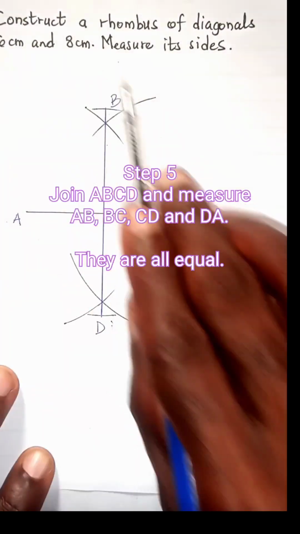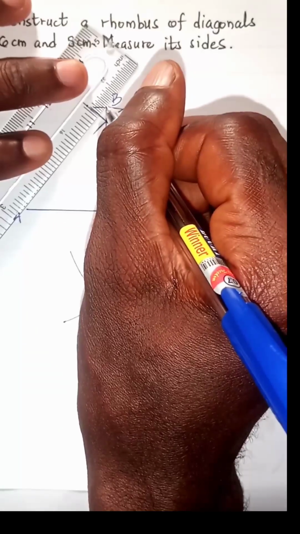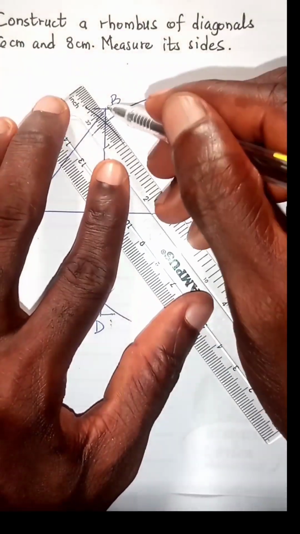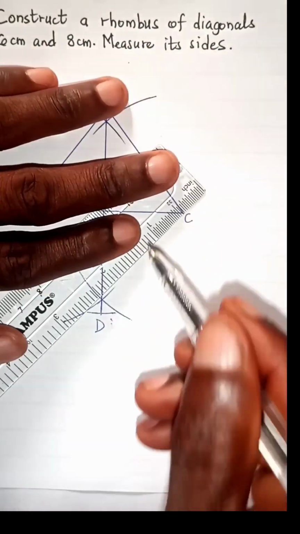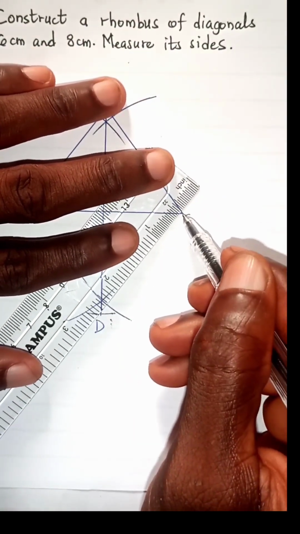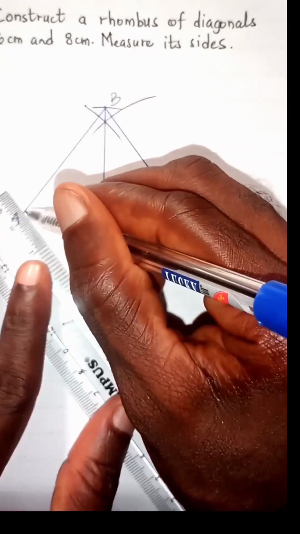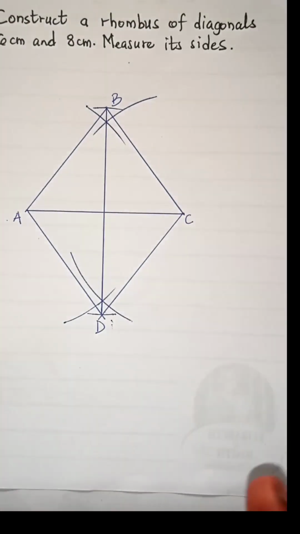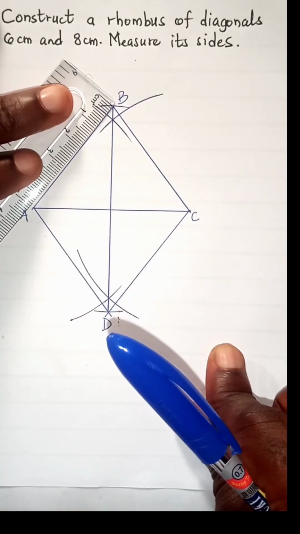Call them B and D. That's diagonal BD. Then join B to A, B to C, join C to D carefully, and join A to D. The rhombus is set. So we can confirm by measuring the four sides of the rhombus.